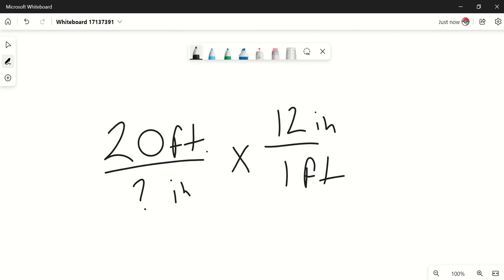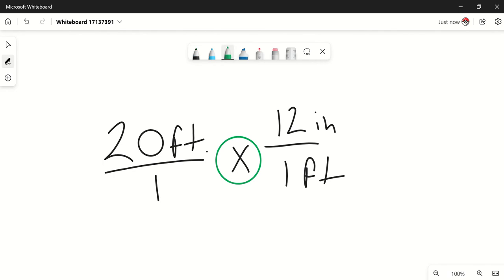Instead of trying to work backwards and find what our mystery component is, we now don't have an equal sign. We have a multiplication sign. They're not going to be equal to each other. We're actually going to multiply. So instead of having this mystery number over here, it just becomes 1, because it needs to be a factor or a fraction. So it'll be 20 over 1 times 12 over 1.